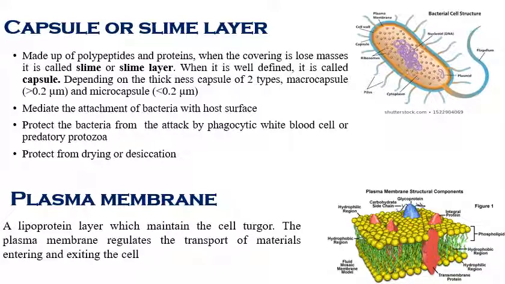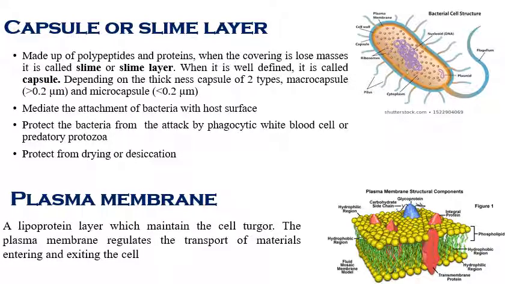Then the capsule or slime layer. Here we can see the capsule. I already told you the different types of structures in the capsule. Now we will see the capsule in detail. The capsule is made up of polypeptides and proteins. When it covers as loose masses, it is called slime or slime layer. When it is well defined or clearly defined, it is called a capsule.